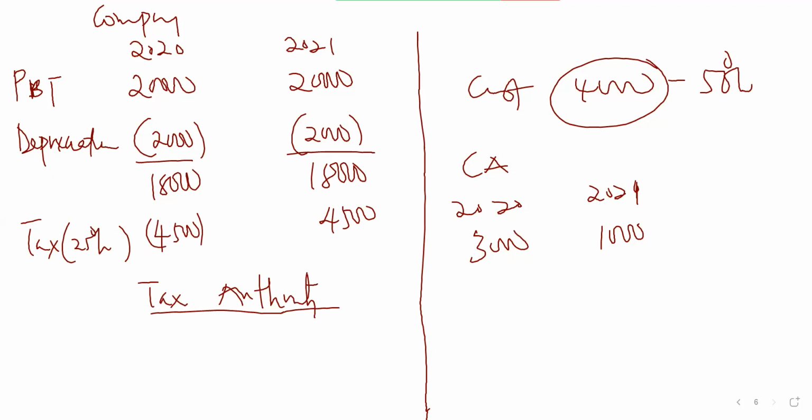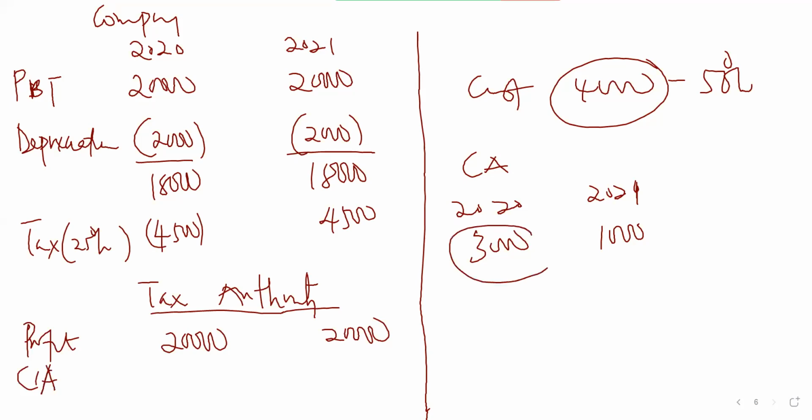Assuming all things being equal, the profit before depreciation was 20,000 for the first year, and 20,000 for the second. Then what will be the capital allowance now for the first year? In the books of the tax authority, that will be 3,000. Am I correct? Okay, and this will be 1,000. So what is going to happen here? Our profit will be 17,000, and our profit will be what? 19,000.